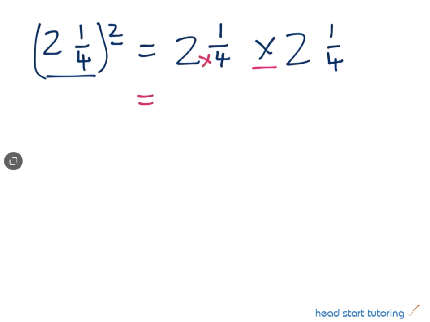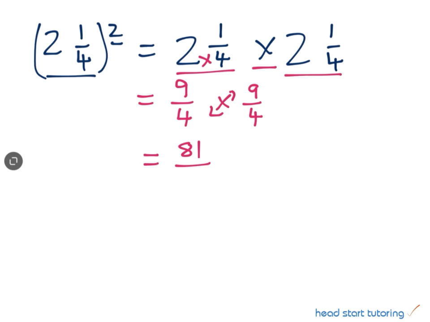So we've got 2 by 4 is 8, plus 1 is 9. So we've got 9 over 4 times by 9 over 4, because these two numbers are exactly the same. And then all we need to do is check whether we can cross cancel. So 4 and 9 do not have a common factor, so we cannot simplify or cross cancel. And so we just multiply our 9 by 9, which is 81, and our 4 by 4, which is equal to 16. So we end up with an answer of 81 over 16.